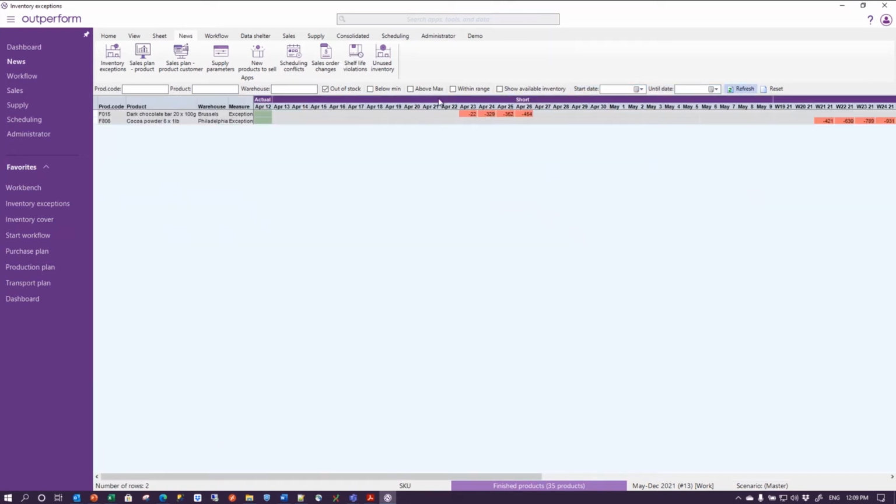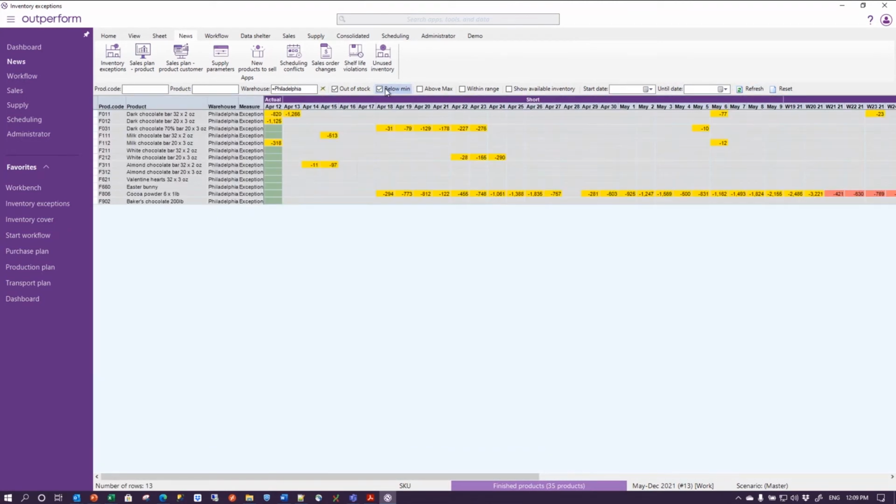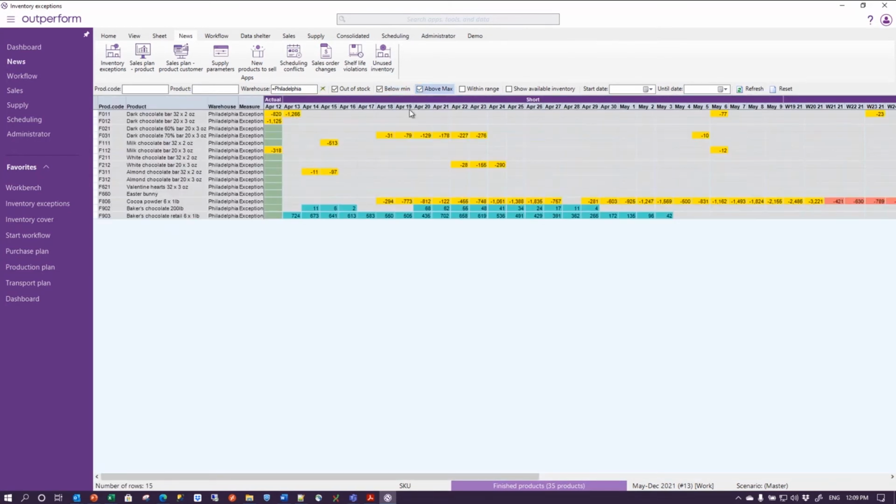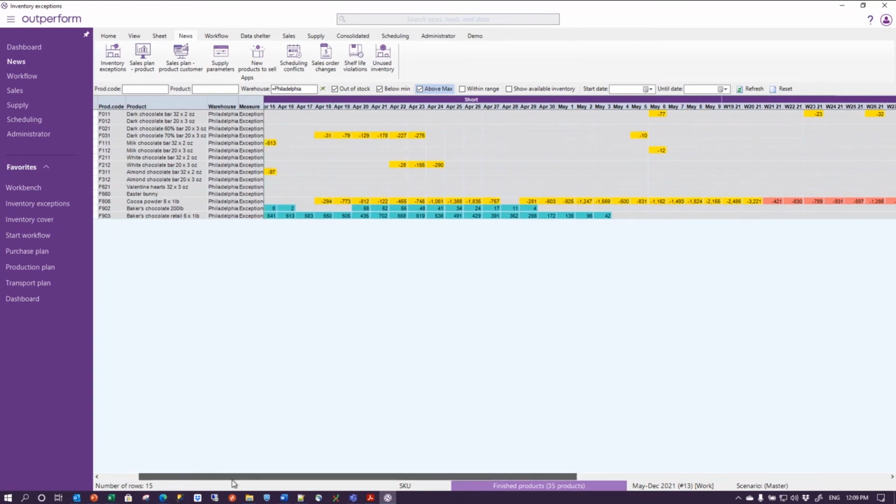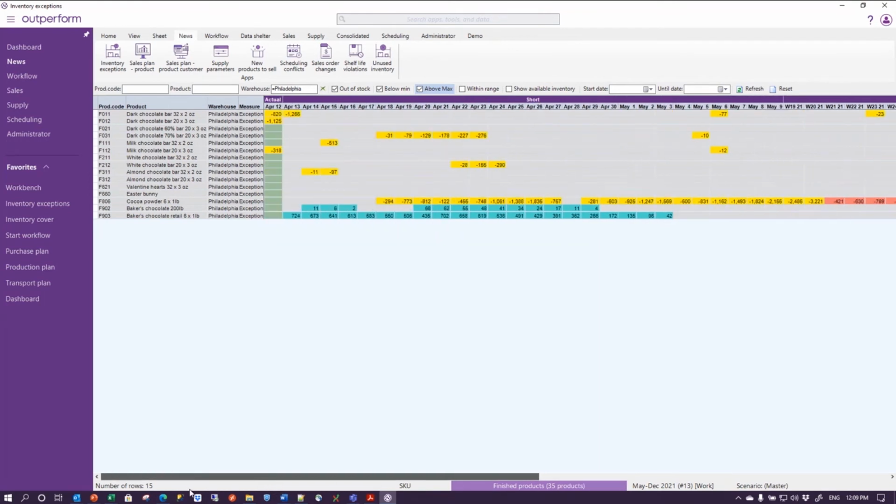Taking that filter off again and focusing on Philadelphia, I now take a look at what is my below minimum. I get all the yellow colors present, and I can also take a look at my above maximum, where I have my 903 going above maximum, and maybe further down the line the F806 also. Another choice here is whether I show the exception measure. So this is the deviation from target. So this 55 here means 55 above maximum, and this 155 in the minus means 155 below the target.